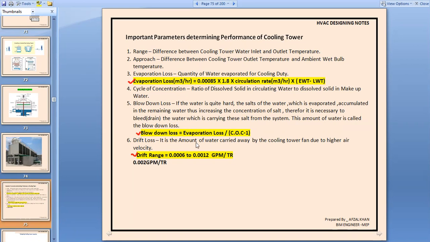Drift loss is the amount of water carried away by the cooling tower fan due to higher air velocity, in the form of moisture or water vapor, or the water splashing outside the cooling tower. That is drift loss, and this you can calculate by 0.006.